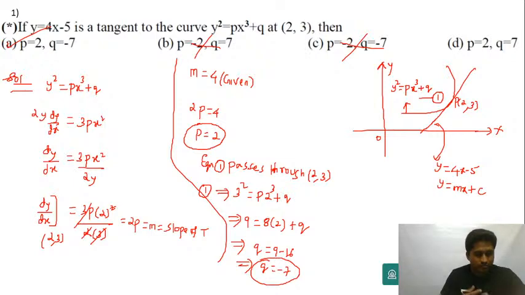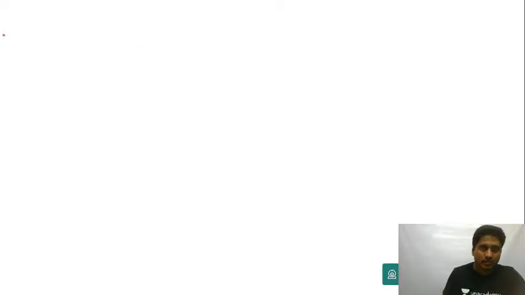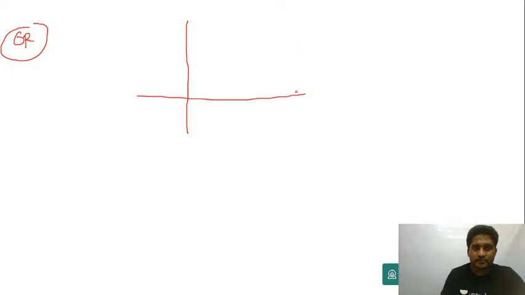Is it okay? Now you don't want to do all this, guys. Just take this curve and the point 2 comma 3. This curve is y square is equal to px cube plus q, and the point is 2 comma 3. You take 2 comma 3 and substitute here, you will get 9 is equal to 8p plus q.